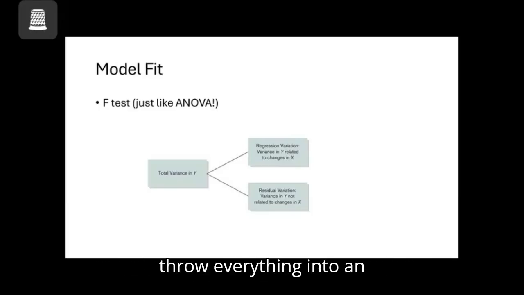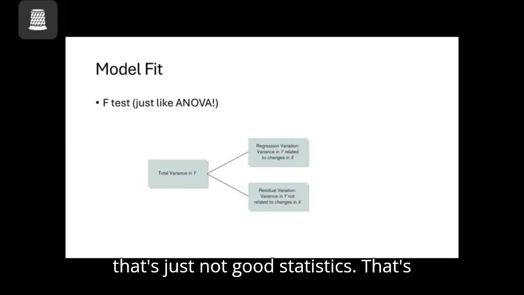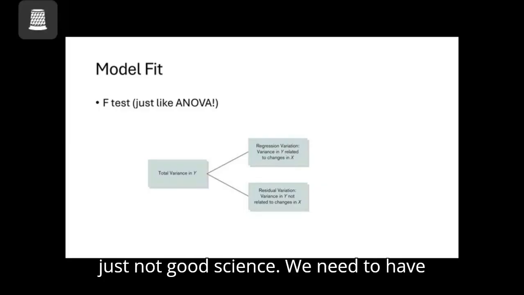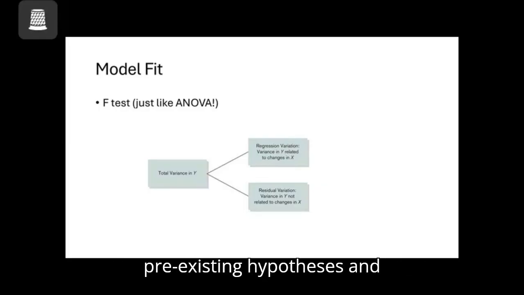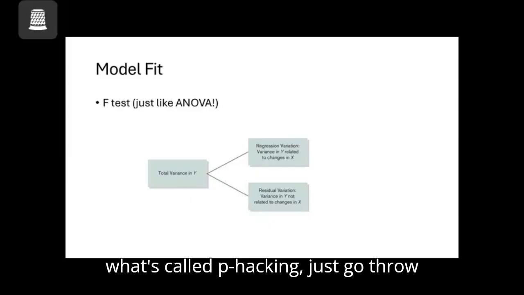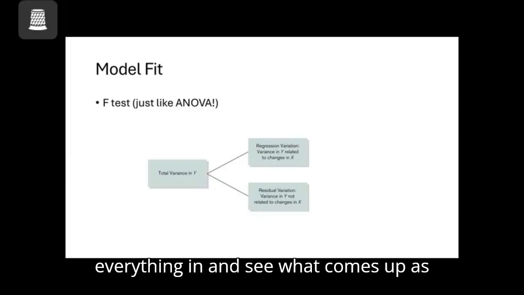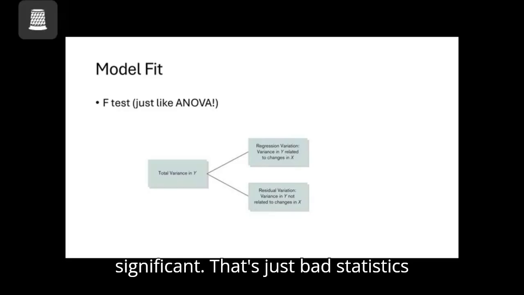So we can't just throw everything into an analysis. That's just not good statistics. That's just not good science. We need to have pre-existing hypotheses and things like that. We can't just do what's called p-hacking, go throw everything in and see what comes up as significant. That's just bad statistics and bad science.